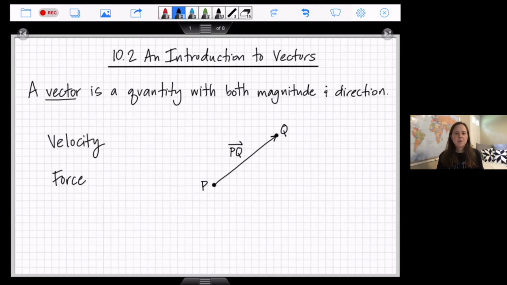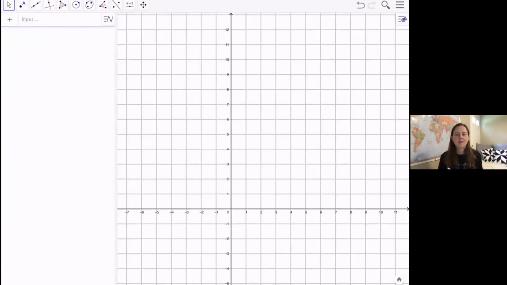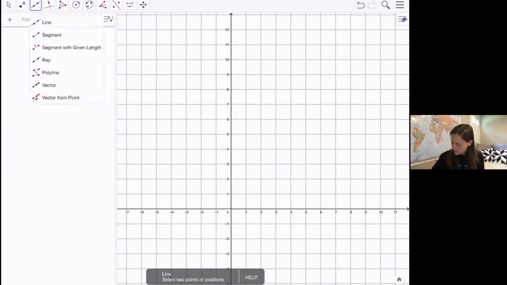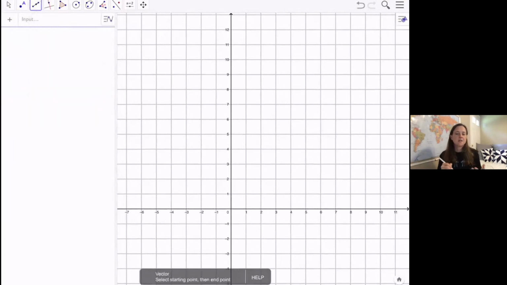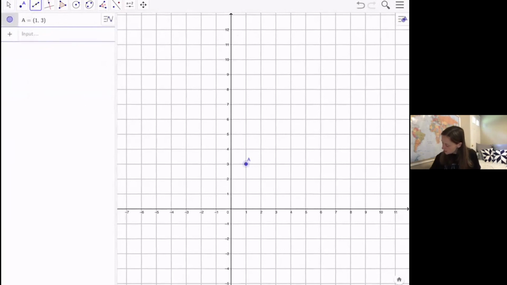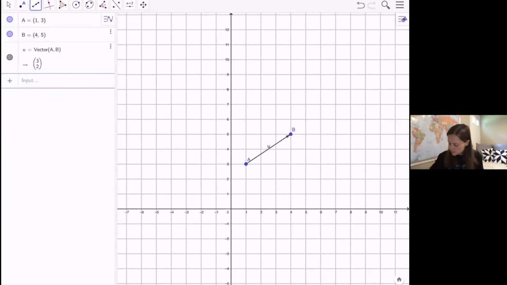All right, so let's hop over to GeoGebra and graph a couple of vectors and talk about them. So here we are in the 2-dimensional version of GeoGebra. And GeoGebra has this neat little vector drawing tool where you just need to tell it the start point and the end point. So I'm going to graph a vector that goes from (1, 3) to (4, 5). And it labels everything. I'm going to turn this off so we can see. Okay, so there's vector U.